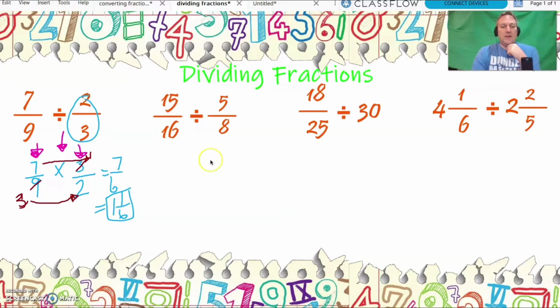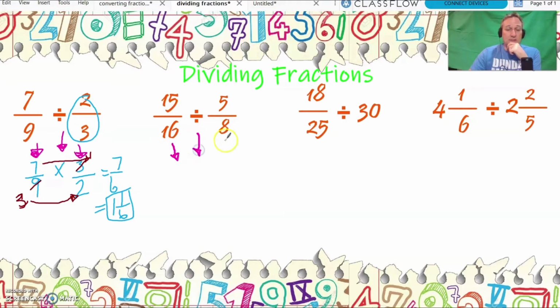Okay, next one I have is 15/16 divided by 5/8. Now we do the same exact thing. This is just a second problem, just kind of reinforcing the skill. We're going to rewrite this problem out. So we want to rewrite everything. We're going to rewrite this number, and that's going to stay the same. We're just rewriting it again.